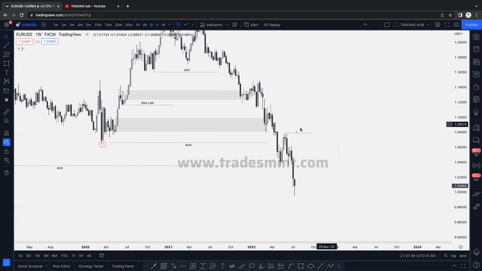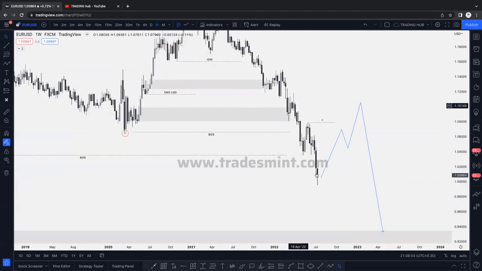So once the market has taken out this high, then we can sell, like this, and then push downside, something like this. And on this, generally this is the idea from a weekly perspective in EUR/USD.